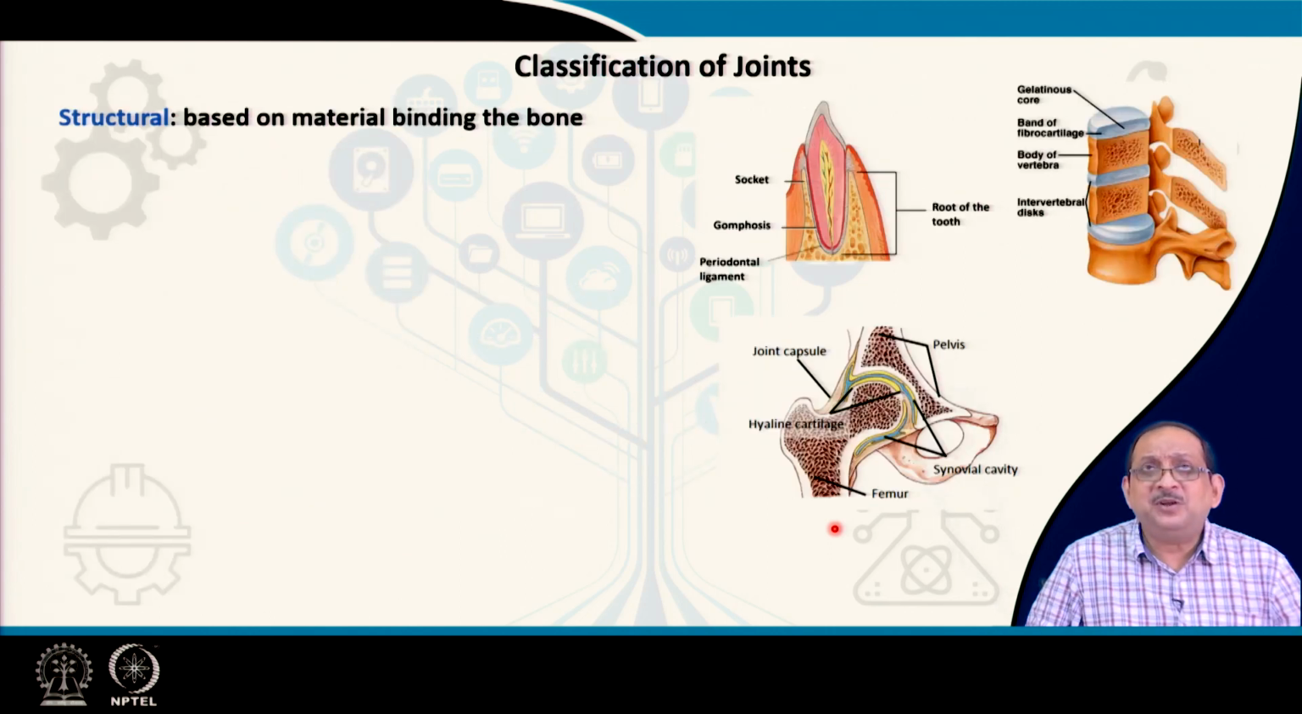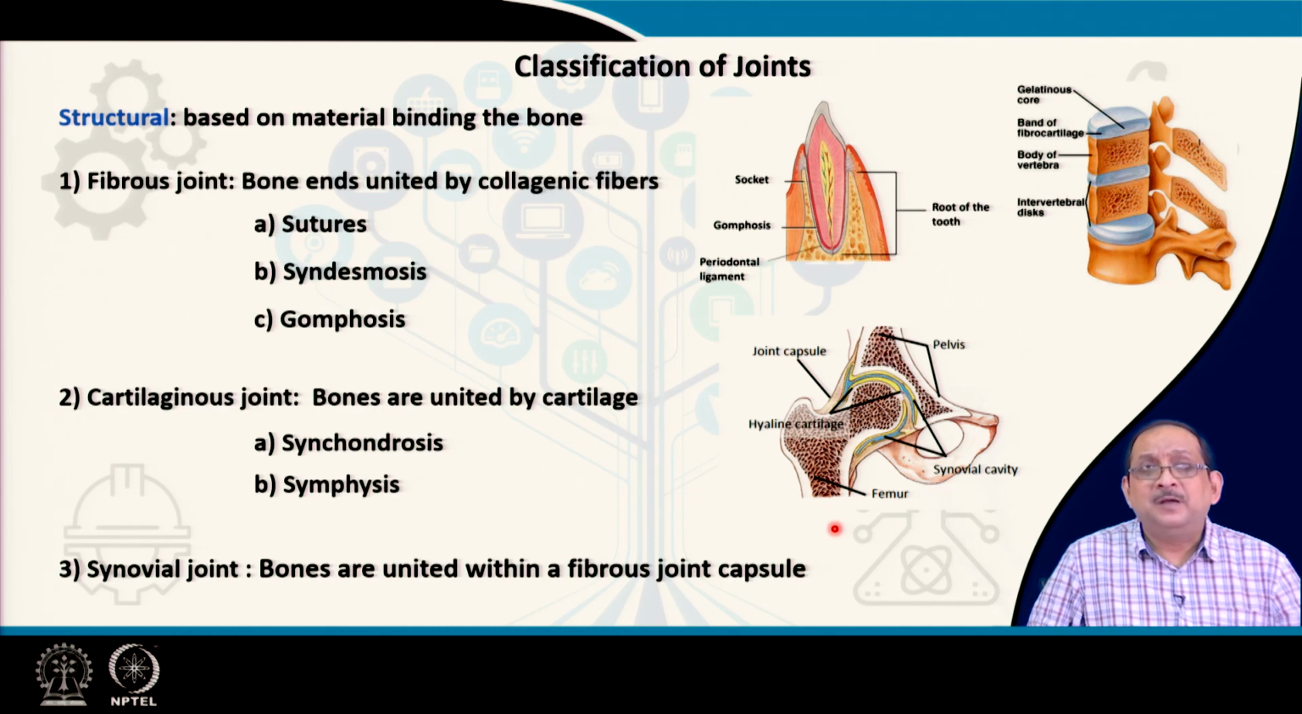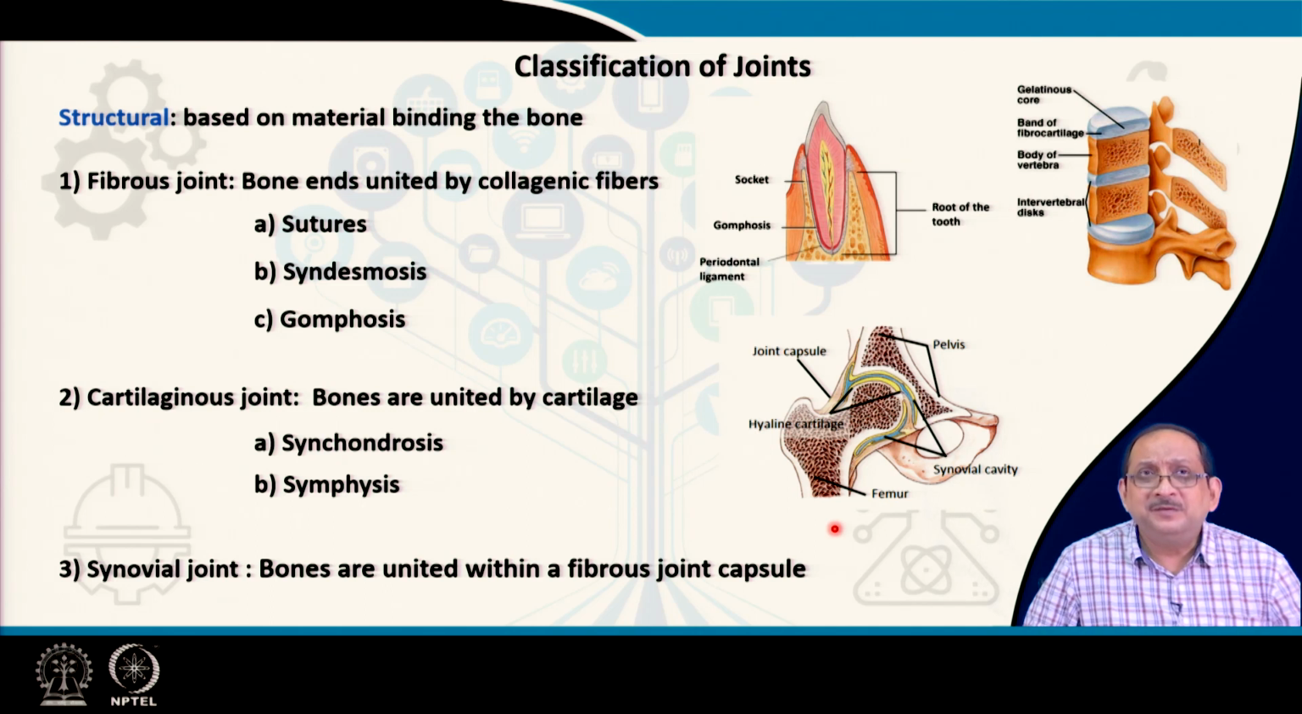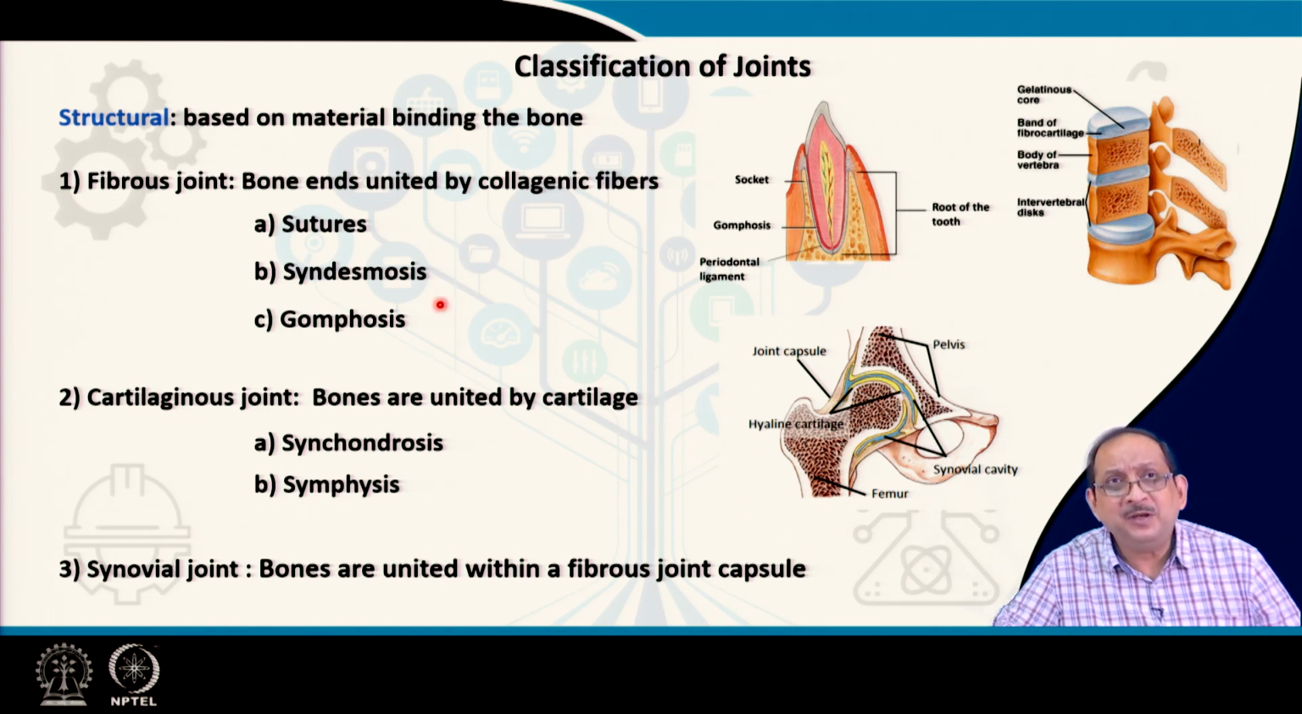The classification of joints may also be structural, based on the material binding the bone. There are three classifications within this category. We have the fibrous joints, cartilaginous joints, and the synovial joints. Each of these types of joints is presented on the right.